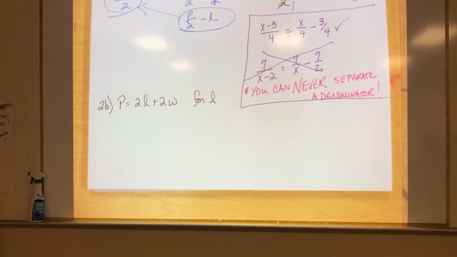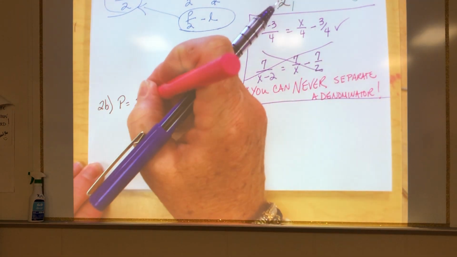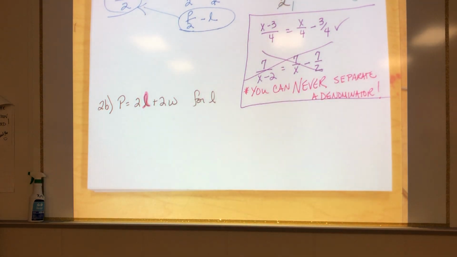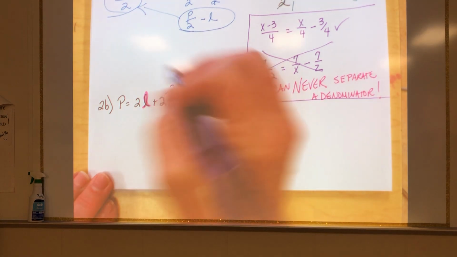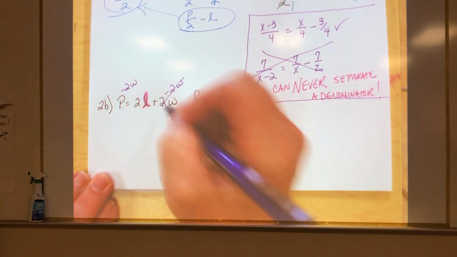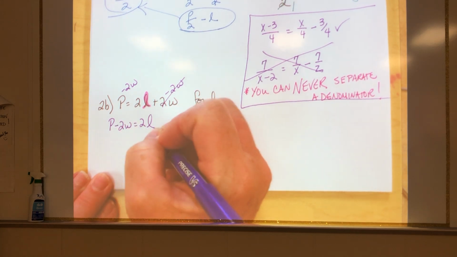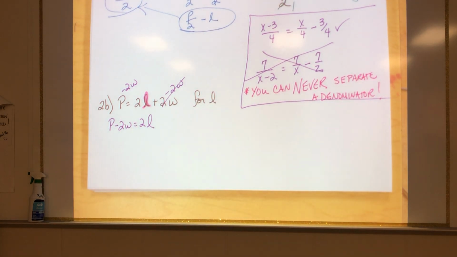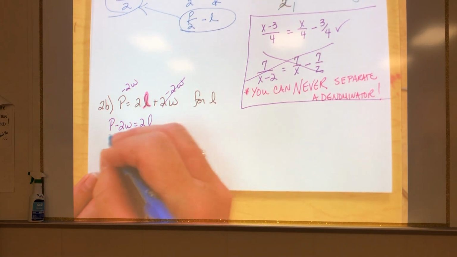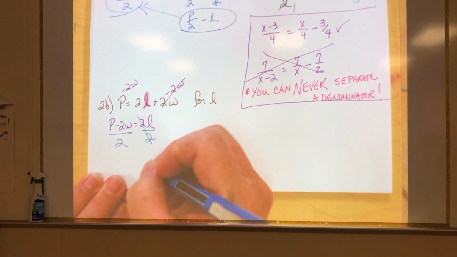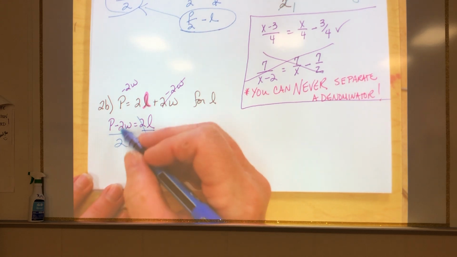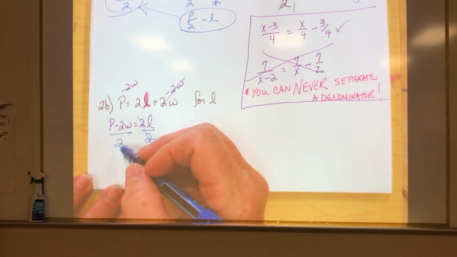Okay, you got it? What was the first thing you did? Okay. I like that. And then what? Subtracted the 2W. I like that. So these go away, and I get P minus 2W is equal to 2L. Now what do I do? Divide by 2. These go away, and L is equal to... Can I cancel these two out? No. Very good.